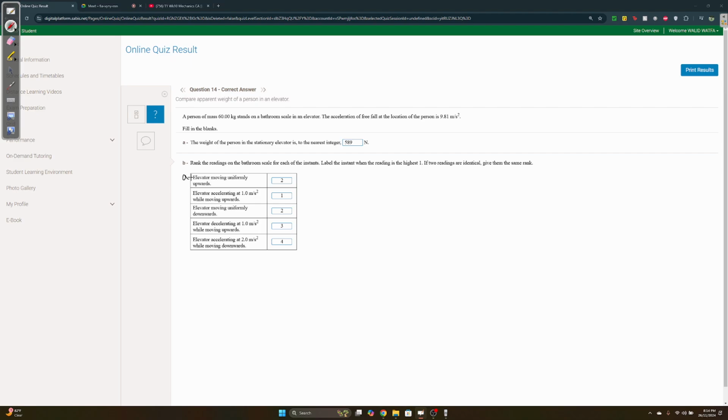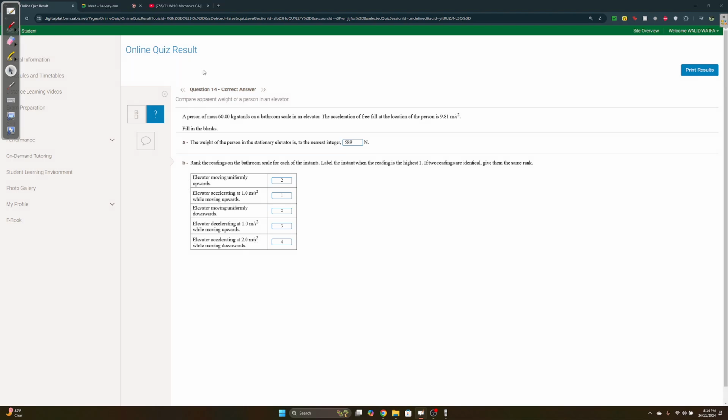If you're moving uniformly upwards, then a is equal to 0. Here in this case, a is equal to positive 1 because you're going up. Moving uniformly downwards, then a is again equal to 0. Decelerating at 1, so a is negative 1. Here a is negative 2 while moving downwards. Okay, the one with the highest acceleration is the highest, so this is 1. The ones where a is equal to 0 are both 2. Then I have negative 1, so that's the next smallest, so 3. Then smaller than that is negative 2, so that's 4.